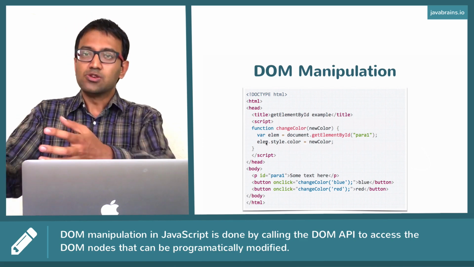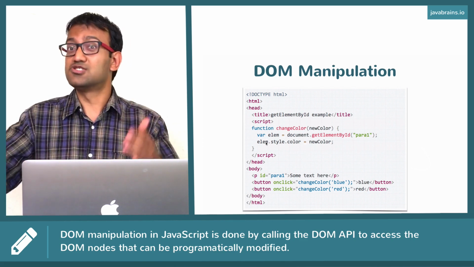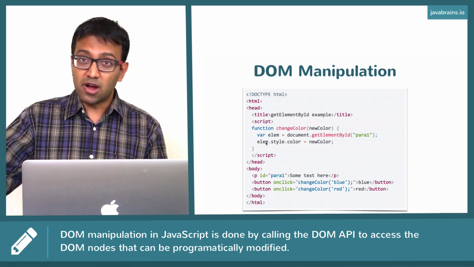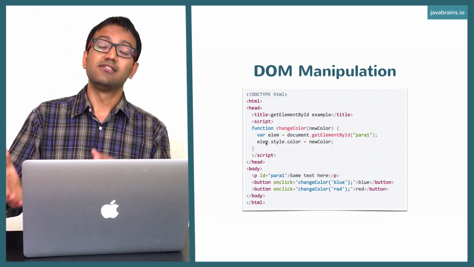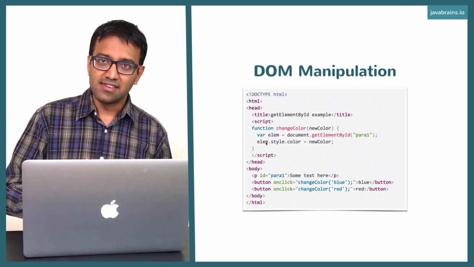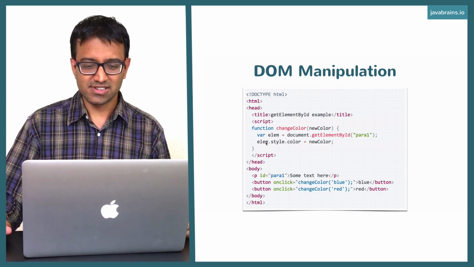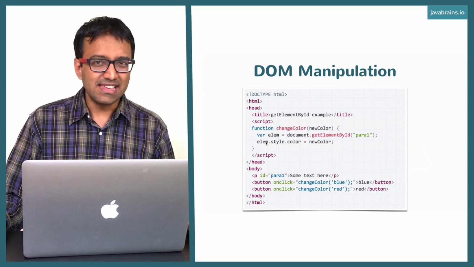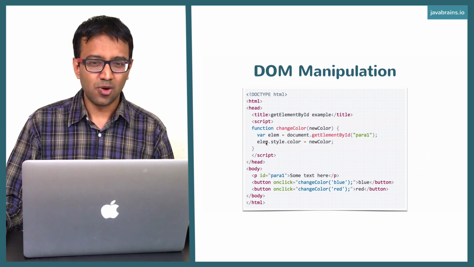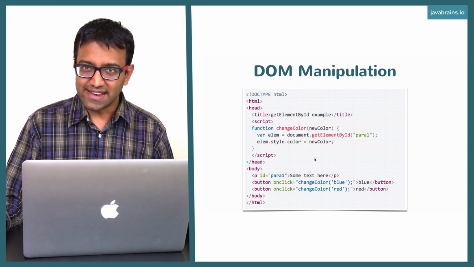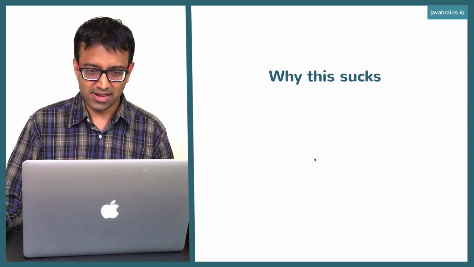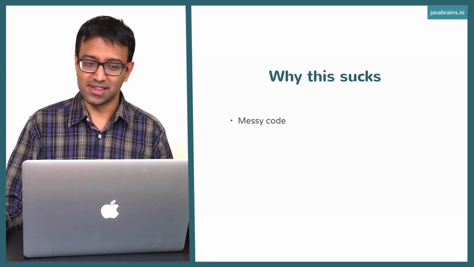You write code to get whatever you need to manipulate. There's a DOM tree already, so you say, hey browser, give me that element. You get the element, you modify it, and then the browser reflects it in the view. This is how it typically works. As you can see, this is not very elegant code. It takes a while to get used to if you're new to it. So here are some reasons why this code sucks, at least in my opinion.